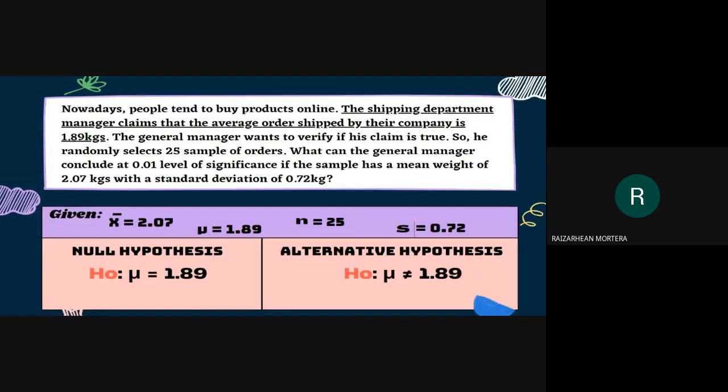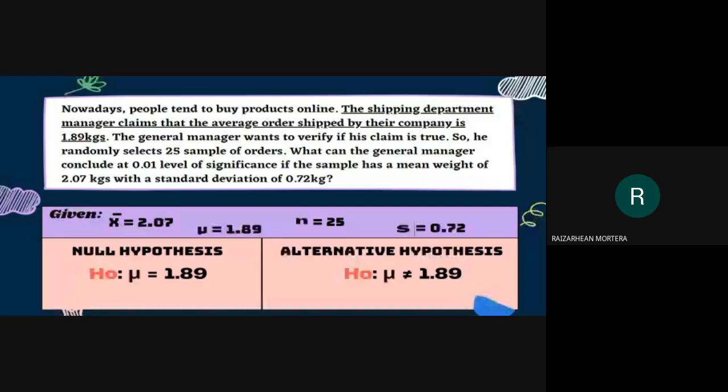Given the population mean is 1.89 kilograms, the sample mean is 2.07 kilograms, the sample standard deviation is 0.72 kilograms, and the sample size is 25. The parameter is the shipping department manager claims that the average order shipped by their company is 1.89. So we conclude that the null hypothesis is mean is equal to 1.89 and the alternative hypothesis is mean is not equal to 1.89.